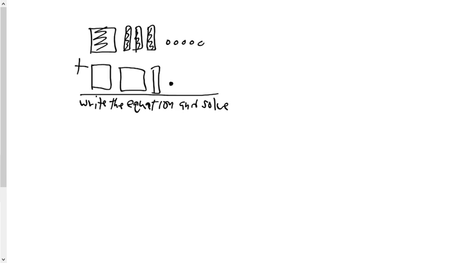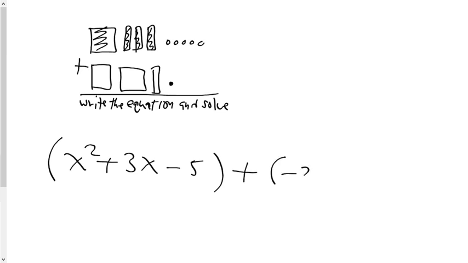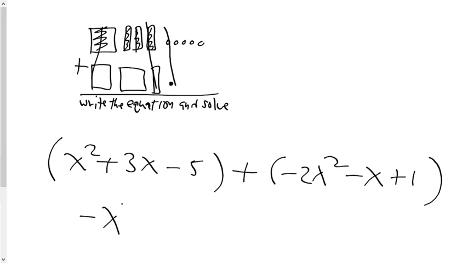Your next question gets into the addition of polynomials. It says write the equation and solve. So the equation that you should have written for 1 point was this one. And when you solve it, you could actually solve it from the picture. You would have a negative x squared, a positive 2x, and a negative 4 as a solution. 1 point for this, 1 point for the solution.